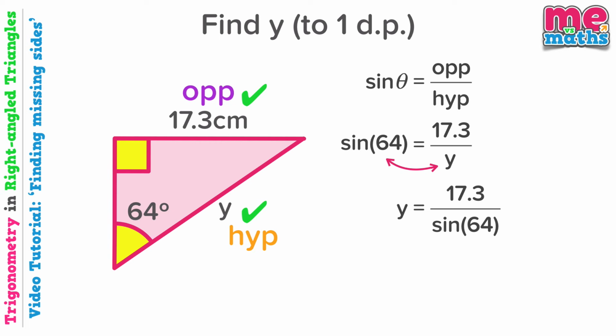Now it looks like a lot there on the right hand side, but that is something that again modern calculators will happily work out for you in one go. If you have one of the Casio calculators, for example, I would suggest that you use the fraction button and then enter the 17.3 over sine 64 as a fraction, exactly as it appears there. If you do that, you will get an answer that rounded off gives 19.2 centimeters.